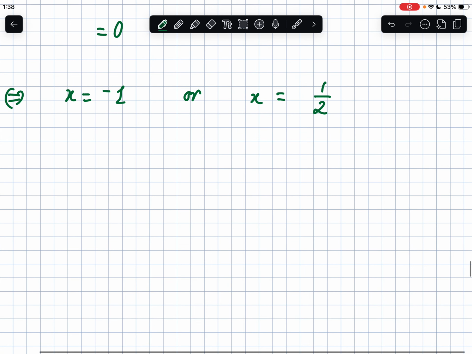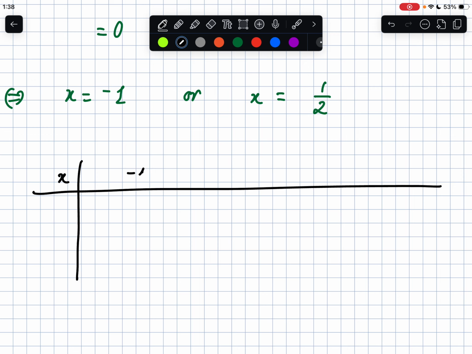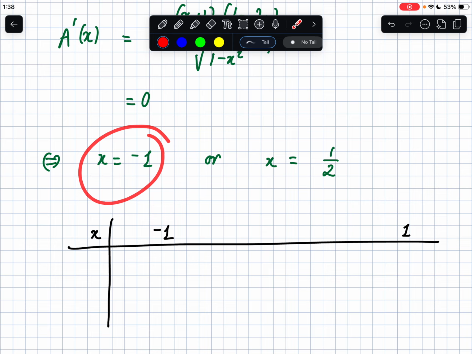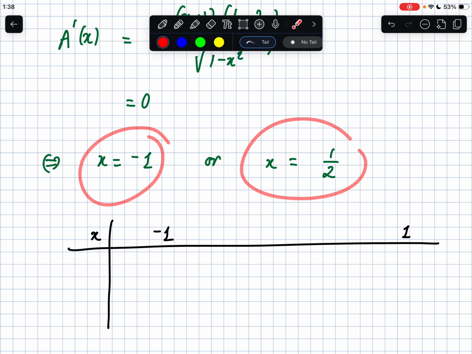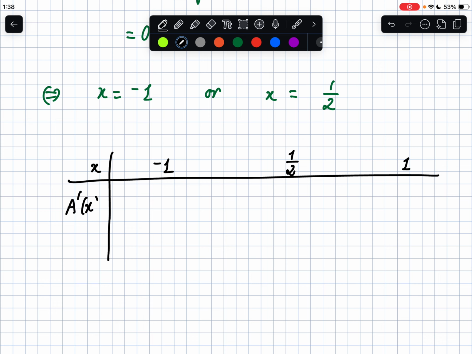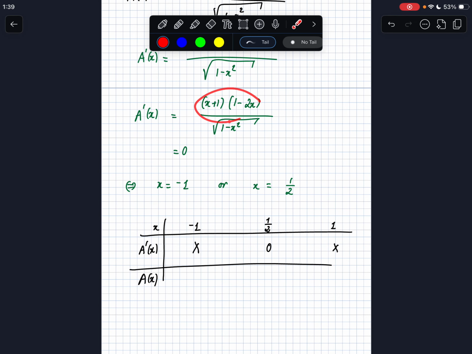So let's draw that table. X from minus 1 to 1. Critical point: minus 1, no, we don't do that, so 1/2. A prime is not defined at the endpoints, and it is 0 here. Now with this formula you see the denominator is always positive, so it really depends on the sign of the numerator.